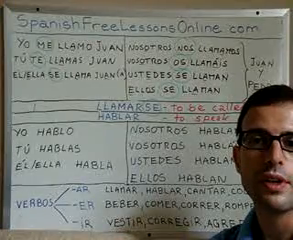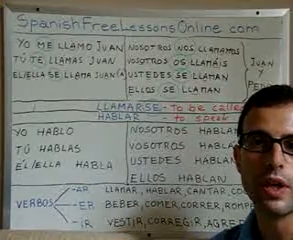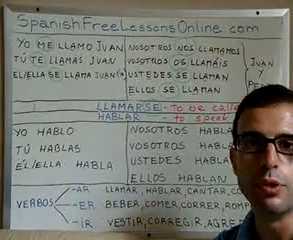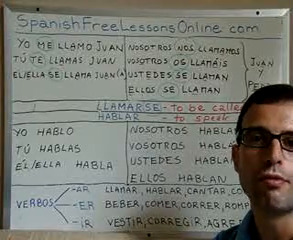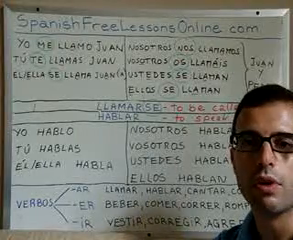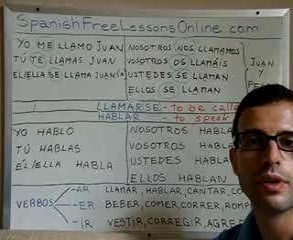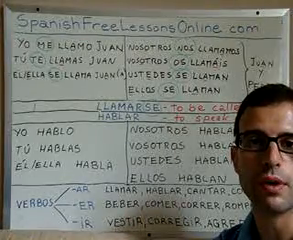So there is a rule of how to conjugate the verbs for each one of these three groups, right? And the regular verbs follow the rule. So if we see how to conjugate regular verbs, then we'll be able to conjugate most of the verbs in Spanish, okay?